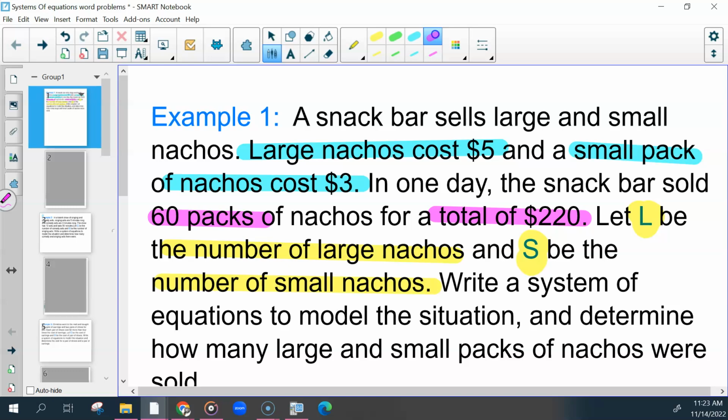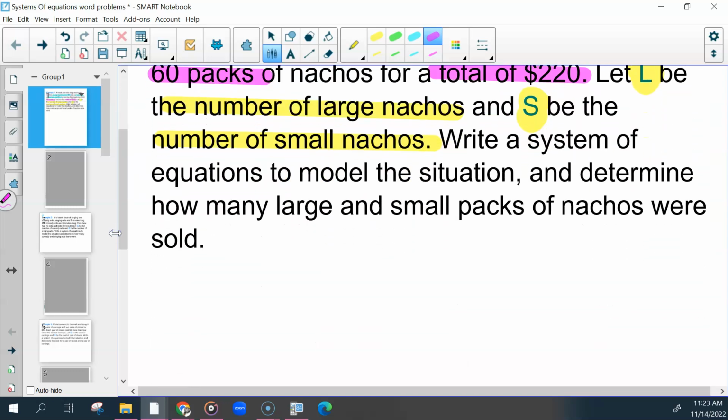For all of these problems, the very first thing we're going to do is define our variables. Last time we did word problems, there were a lot of variables you had to define because you had to know which pieces were which. For these, you just need to define two variables, the two things you don't know. Usually that is in your question. It says, write a system to determine how many large and small packs of nachos. Those are the two things we don't know. That is going to go directly with our variables.